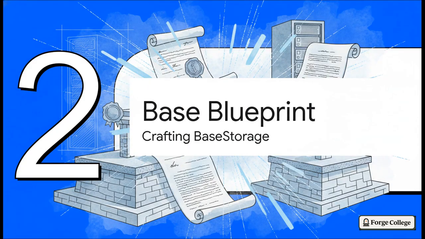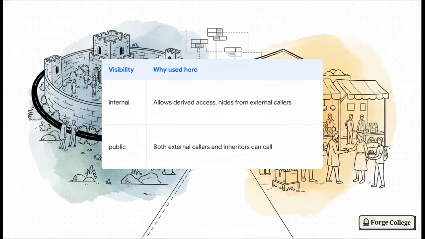Moving on to Section 2, the Base Contract Blueprint, crafting BaseStorage. So when we're creating our base blueprint, we really have to decide who gets to see what. We use the internal visibility modifier to keep our family secrets completely safe from outsiders, while still letting our direct heirs, our derived contracts, actually access the data. On the flip side, public means exactly what it sounds like. The front door is wide open. Both external callers on the blockchain and our inheritors can interact with it. Making these visibility choices deliberately, that is step 1 of solid contract engineering.